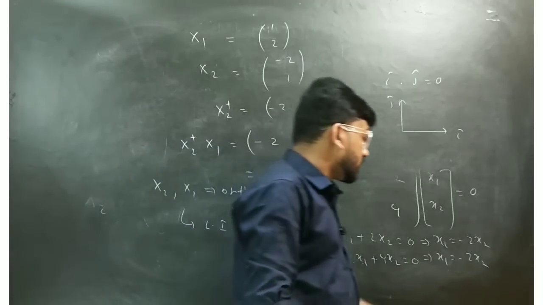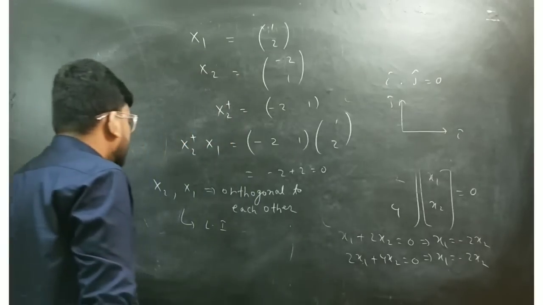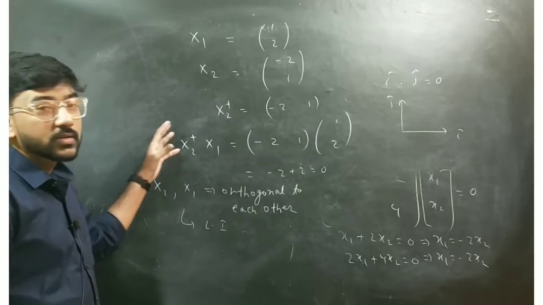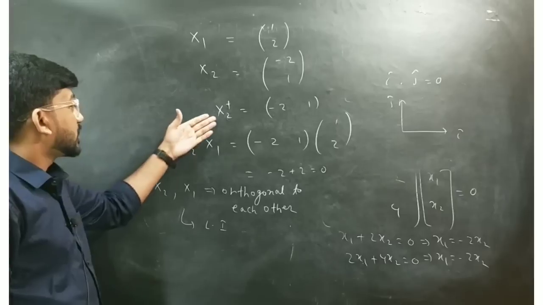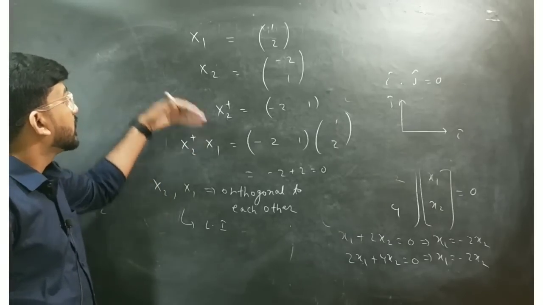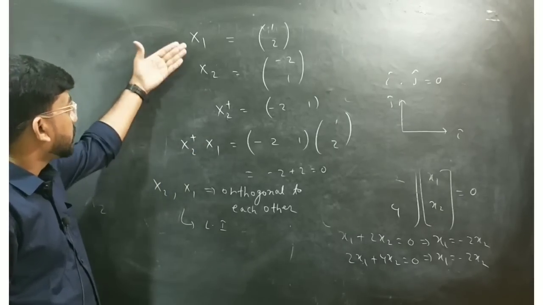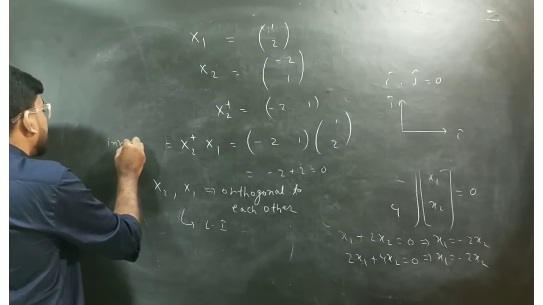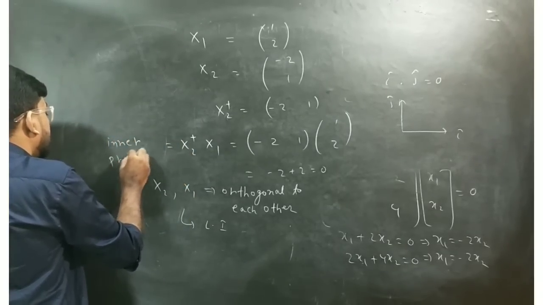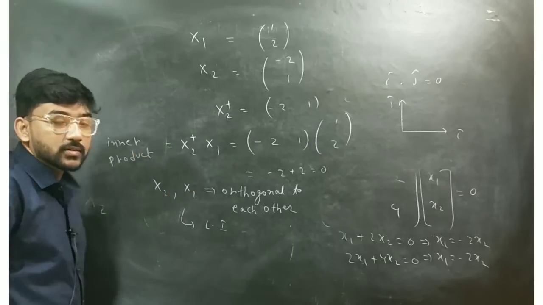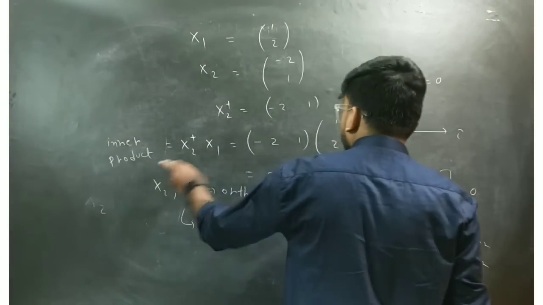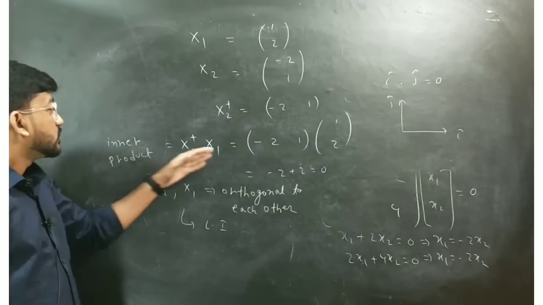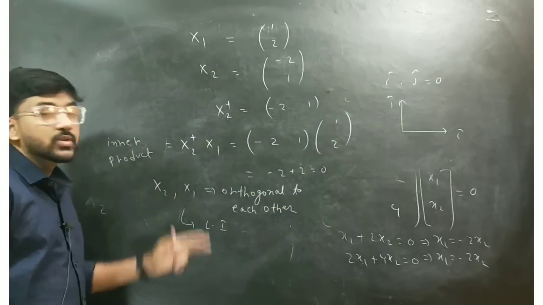So always you have to check the orthogonality condition if you want to find out whether the vectors are linearly independent or not, by using this kind of dot product. So you have to just take the transpose conjugate of one and multiply with the other, and this is also called the inner product. Okay, so if your inner product is 0, then you can say these two vectors are orthogonal to each other and they are also linearly independent.